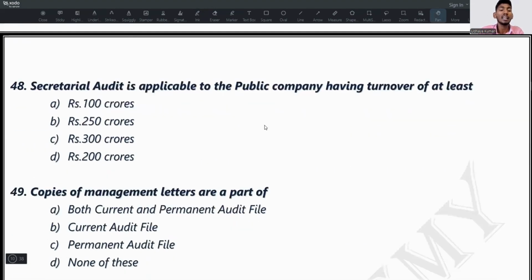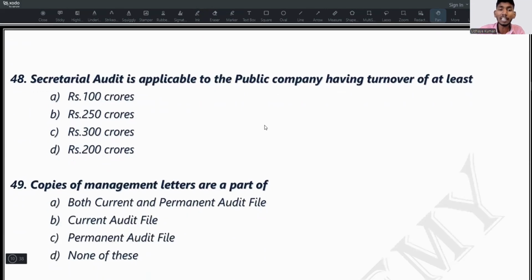Moving to question number 48: secretarial audit is applicable to a public company having turnover of at least what? Here again comes the applicability, so you have to recall those applicability limits and try to answer it. The applicability is: every listed company, every public company having a paid up share capital of 50 crore rupees or more, every public company having a turnover of 250 crore rupees or more, and every company having outstanding loans or borrowings from banks or public financial institutions of 100 crore rupees or more. So here the applicability is paid up 50, turnover 250, loans 100. Here he is asking about turnover, which is 250 crores.